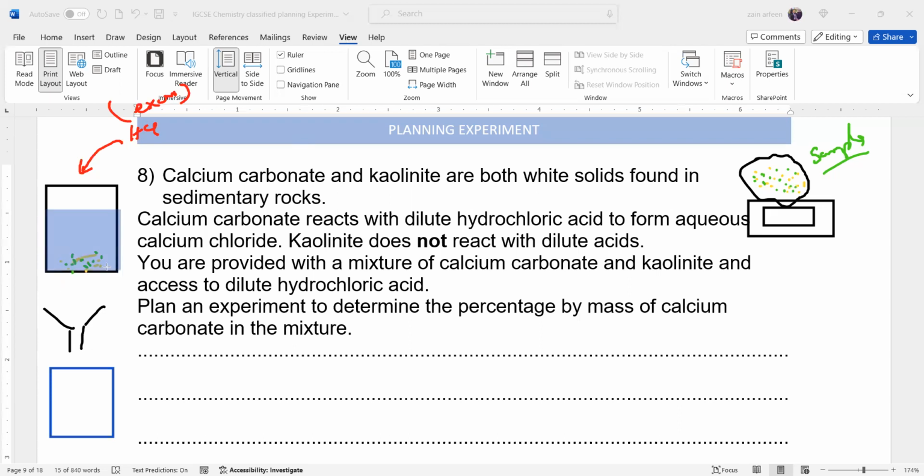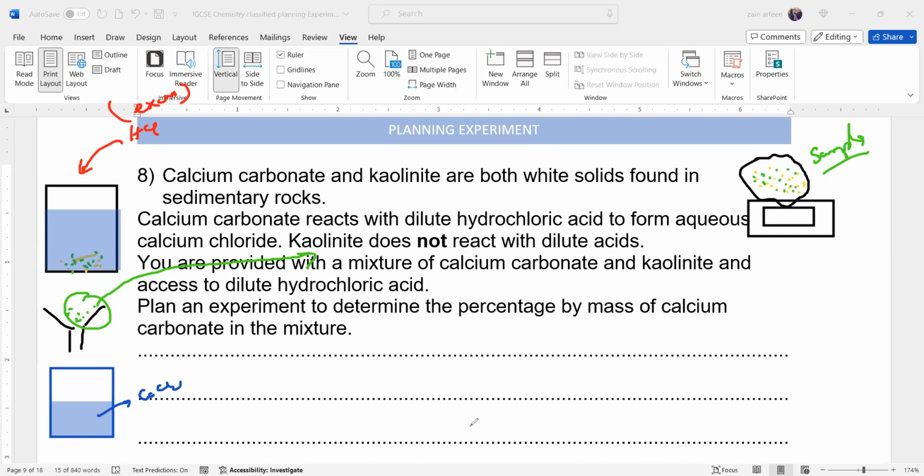So when we add hydrochloric acid, all the calcium carbonate is reacted and turned into calcium chloride. And when we carry out the filtration through the filter paper, the filtrate will pass through. What will the filtrate be? The filtrate will be calcium chloride. But what is left as a residue on the filter paper, which does not react with the hydrochloric acid, is kaolinite. That is insoluble, or does not react. Then we can dry the residue and measure the mass of the residue.